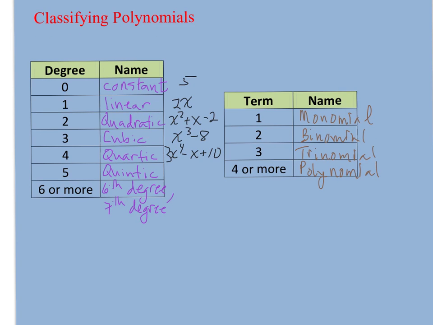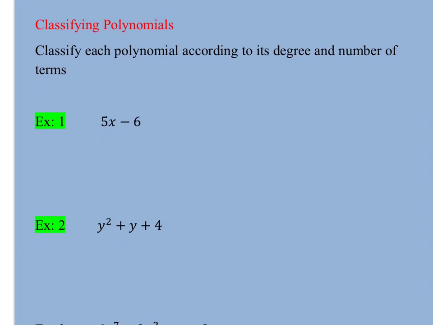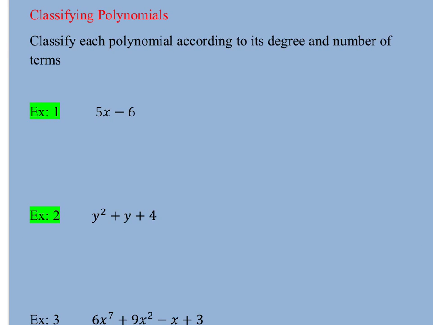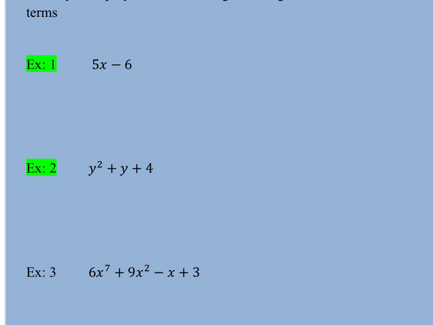All right, last page. So you've got some examples where you're going to classify each polynomial according to its degree and its number of terms, based upon what we just talked about. So look at example 1, 5x minus 6. Let's go ahead and find the degree of each term. We've got x to the first, that term has a degree of 1. The second term is a constant, so it has a degree of 0.